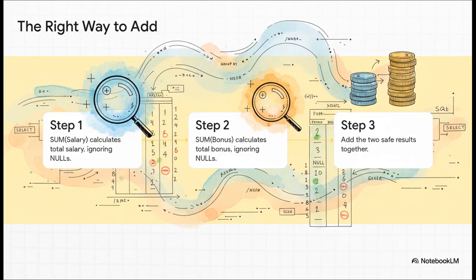We have to be a little bit smarter. We let our aggregate functions do the hard work first. You see, the sum function is smart. When you tell it to sum bonus, it automatically knows to ignore all the nulls and only add up the real numbers. So we just apply that same logic to each column all by itself.